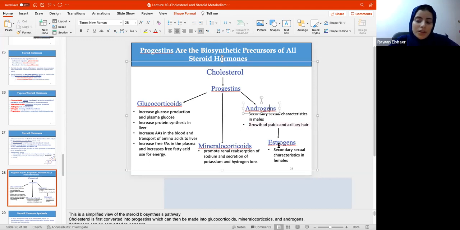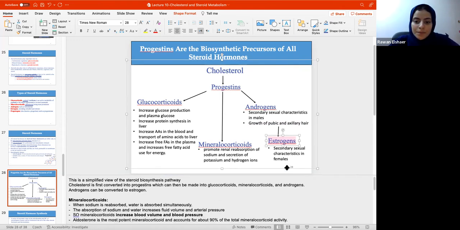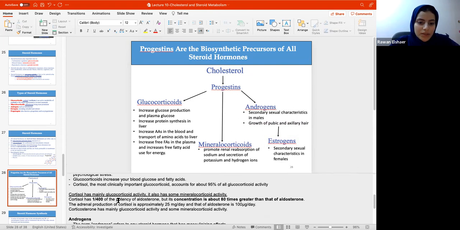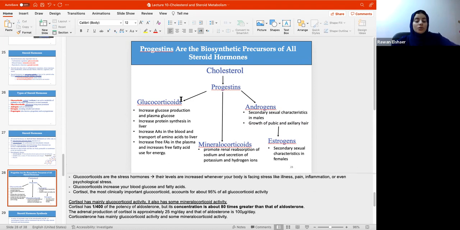Androgens can then be converted to estrogen, and that's what's usually used in females for secondary sexual characteristics, okay? So these are all the steroids, and one more thing. Glucocorticoids and the other steroids, since they all come from one origin, cholesterol and progestin, their functions kind of overlap. So glucocorticoids, the example being cortisol, mainly have glucocorticoid activity. But at some point, it can have mineral corticoid activity, okay?